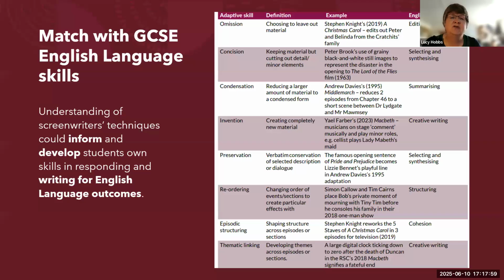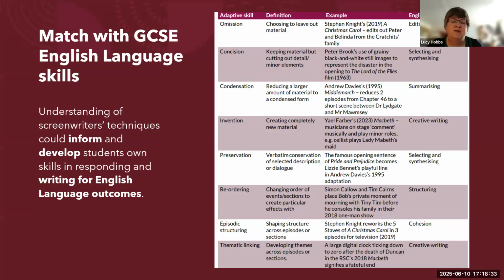Yes, so I wanted to draw your attention to this grid that we've put into another of the resources that you can find on the ERA site, which is the Introduction to the Reading Through Adaptations document, which I can send you a link to. We've put this together to show that by looking at the different techniques that screenwriters use, students can develop their own skills for responding in some of the English language outcomes.